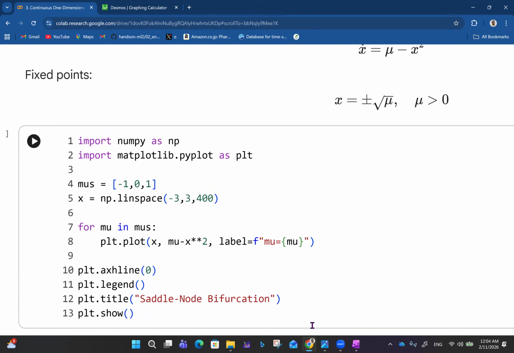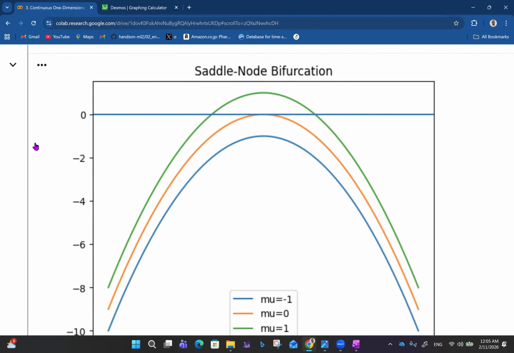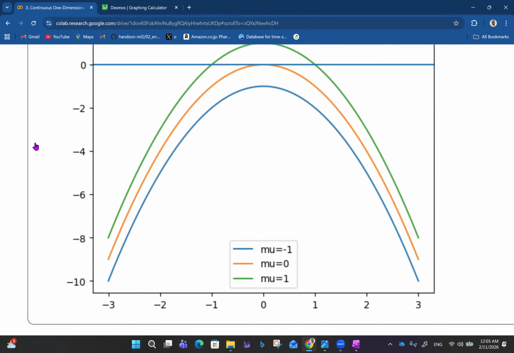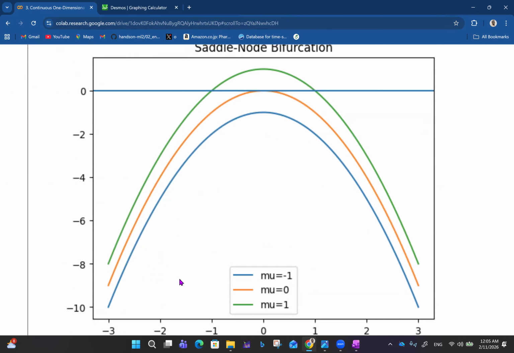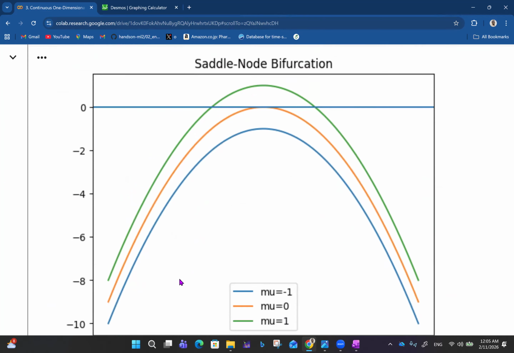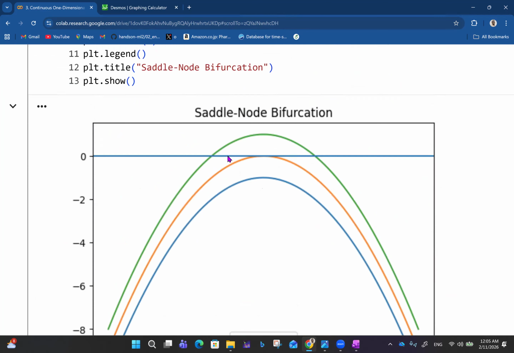Let's see how that works. The function itself is mu minus x squared, and we want to plot it against x, where x is either plus or minus square root of mu, to see what saddle node bifurcation looks like. And this is it right here. As you vary mu, mu can take on different values. We already said that mu has got to be greater than or equal to 0. When mu is 0, you have this value right here at 0. When mu is 1, you have it going above the line like that. That is what saddle node bifurcation looks like. As you vary mu, you have that parabola moving up and up. So I think that's the idea of saddle node.